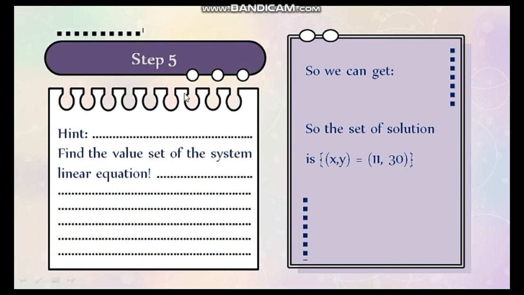Step 5. Find the solution set of the system of linear equations. So the solution set is (x, y) equals (11, 30).